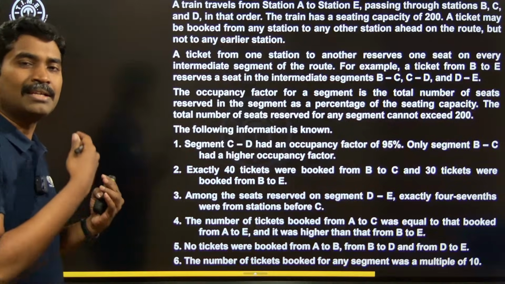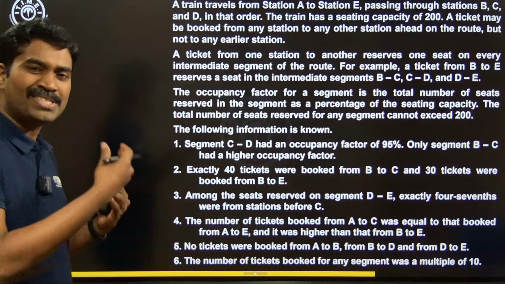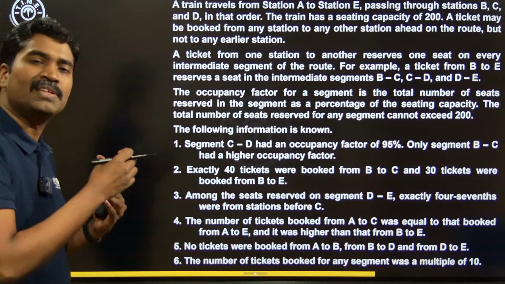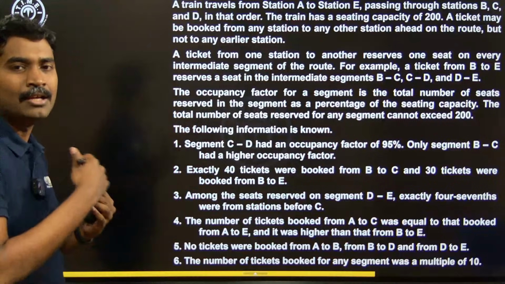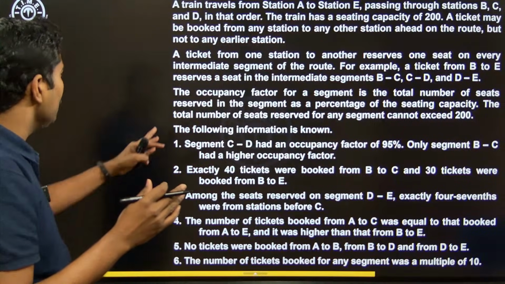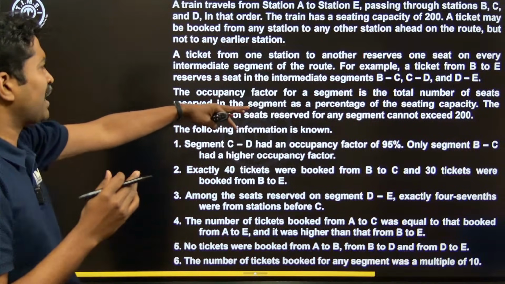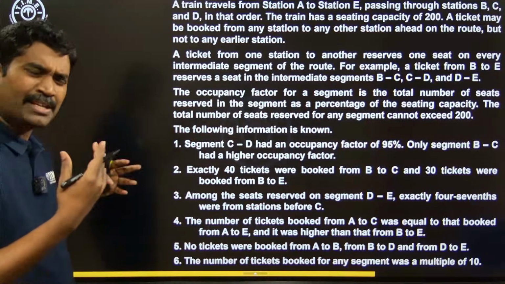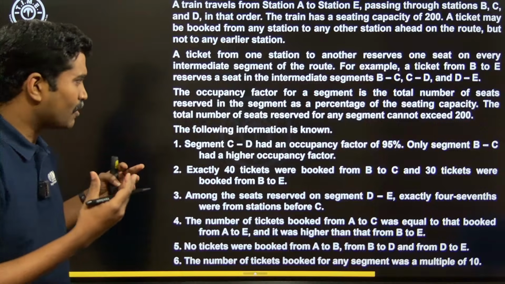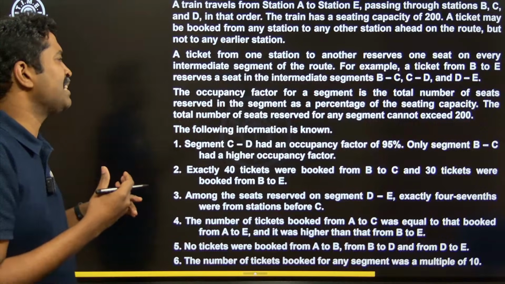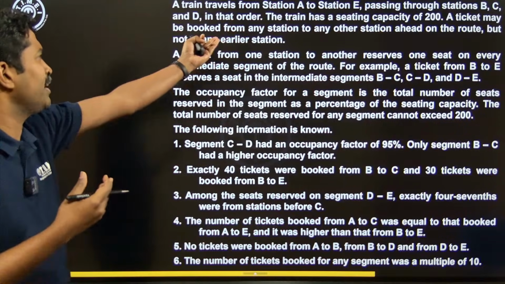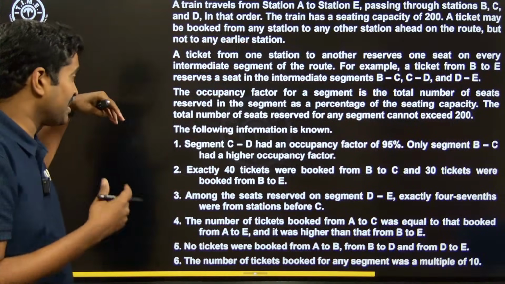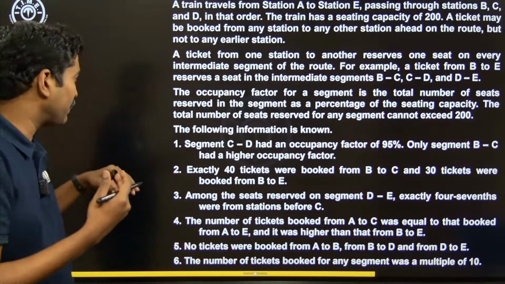If A is booking a ticket till E, obviously that seat has to be reserved throughout every leg of the journey. A, B, B, C, C, D, D, throughout that seat has to be booked, right? So the occupancy factor is the total number of seats reserved as a percentage of seating capacity. So far, it feels like common sense. Okay, the total number of seats reserved for any segment cannot exceed 200. Hey, obviously, I know capacity is 200, it can't exceed. All right, this is not an Indian train where in a 200-member compartment we can fit 400 people, right?